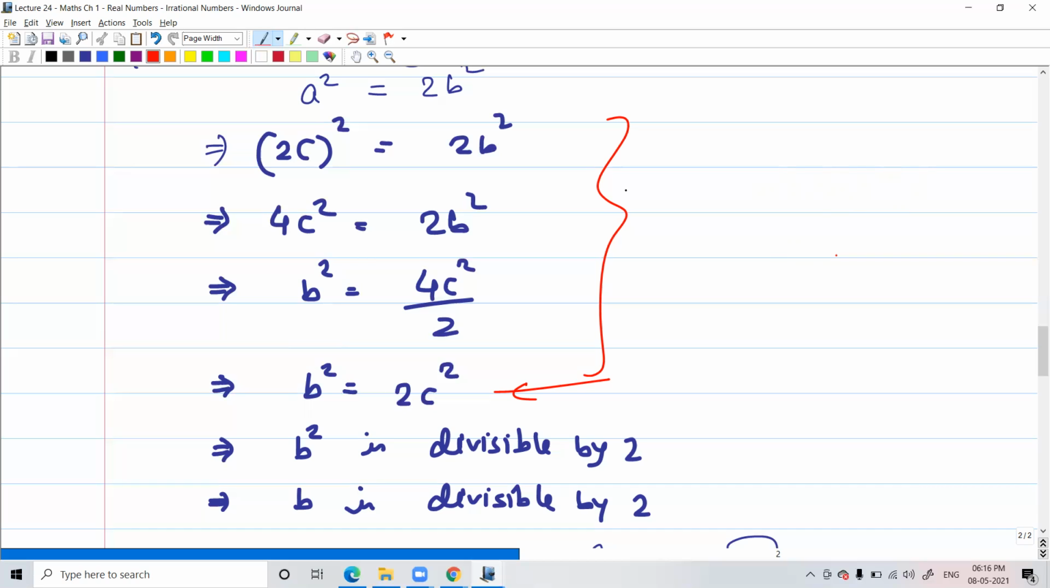Sir, can we write B is divisible by A? Say that again. Sir, can we write like B is divisible by A? B is divisible by A. No, you should not think about that, whether B is divisible by A or not.